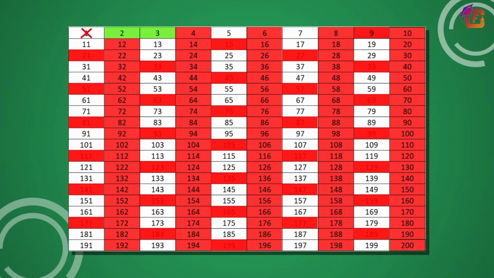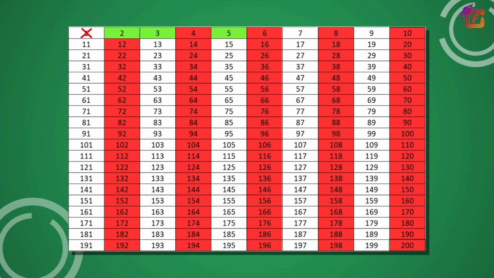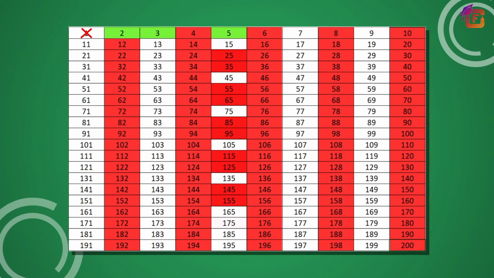Now the next number left is 5, which is a prime number. Can you tell the reason? Correct. 5 has only two factors, 1 and 5, which makes 5 a prime number. Let us color all of the multiples of 5 as red. I hope that your table looks like this.